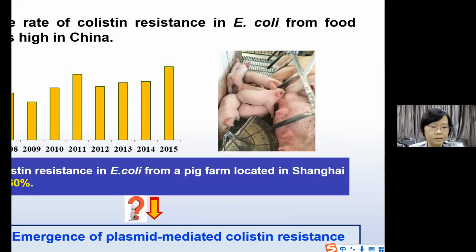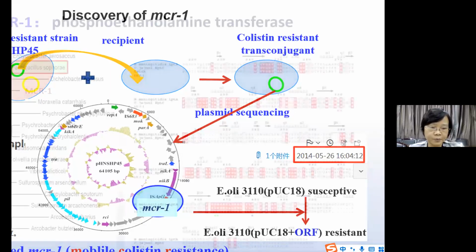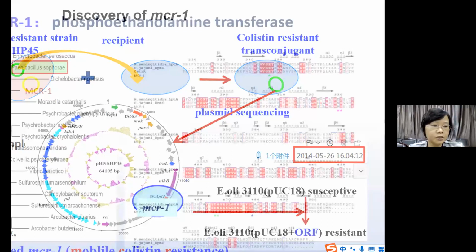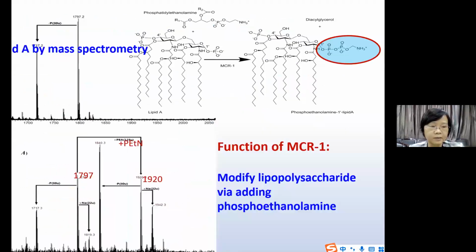According to our surveillance results, the colistin resistance rate of the E. coli from animals was quite high and on the rise, and it can be as high as 60% in pig farms. And we selected a resistant bacteria strain from a pig farm and found the gene for colistin resistance mediated by plasmids, which is named MCR1.